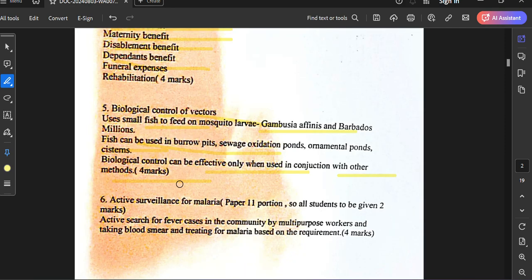The next question is, what is active surveillance for malaria?